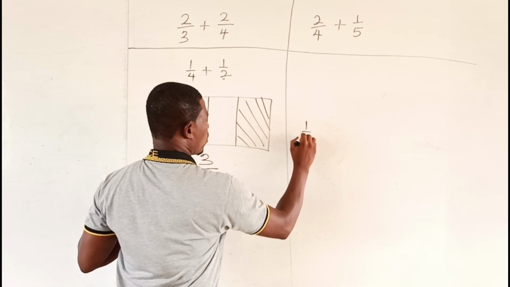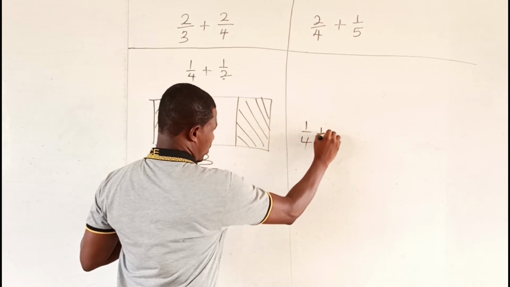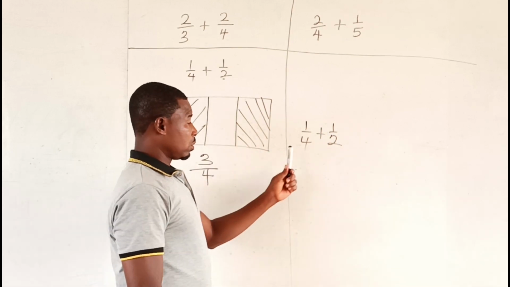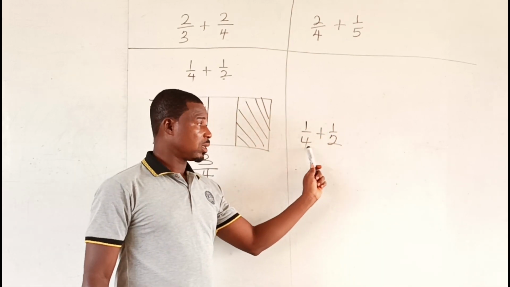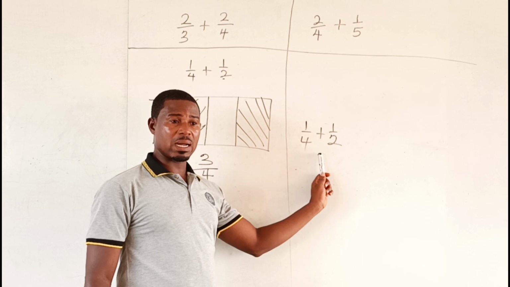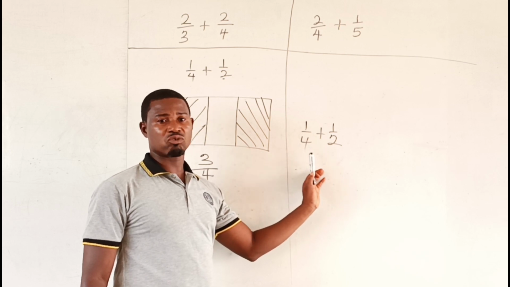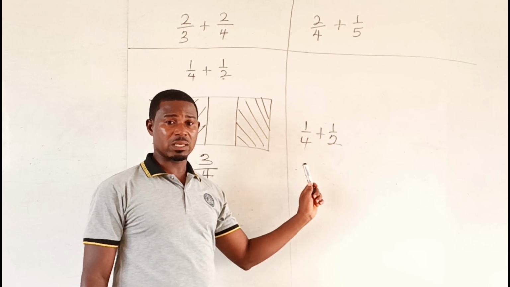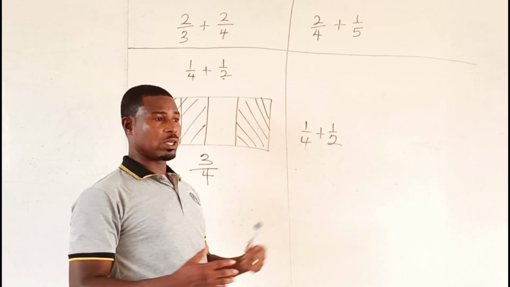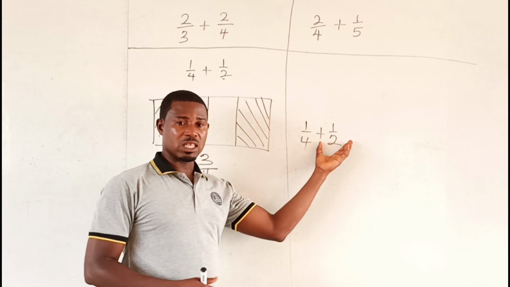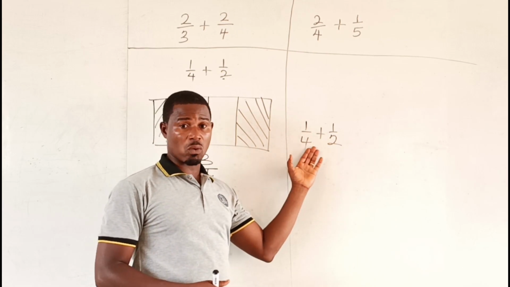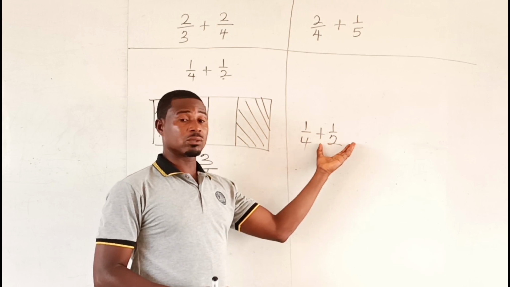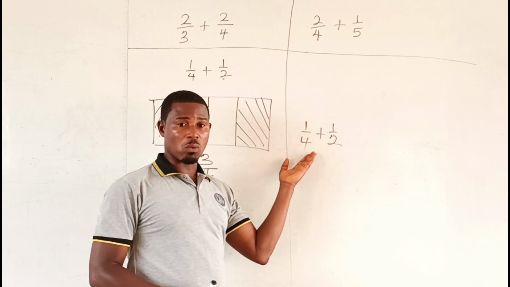And so we have 1/4 plus 1/2. What happens is that you can never add fractions or subtract fractions unless the denominators are the same. And so what we should do is to do something to the 2, because 2 is a factor of 4, or 4 is a multiple of 2. And so we can do something to 2 in order to get 4.